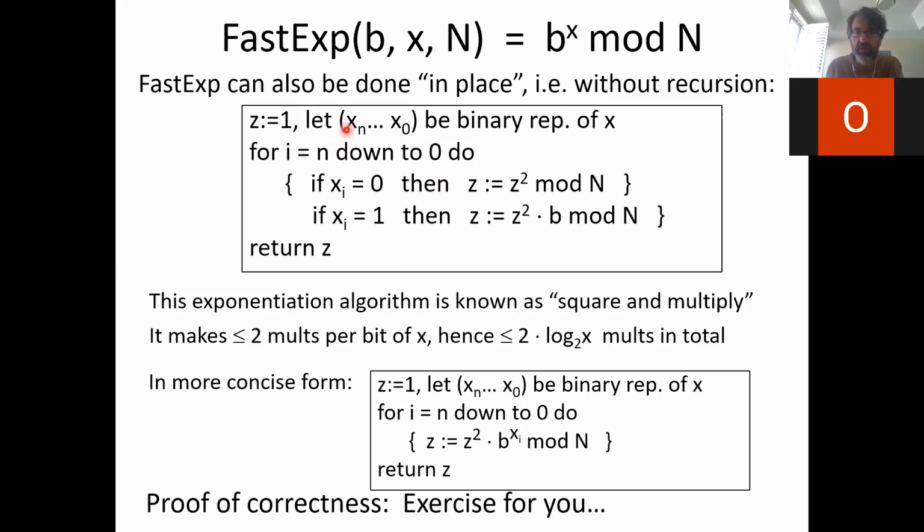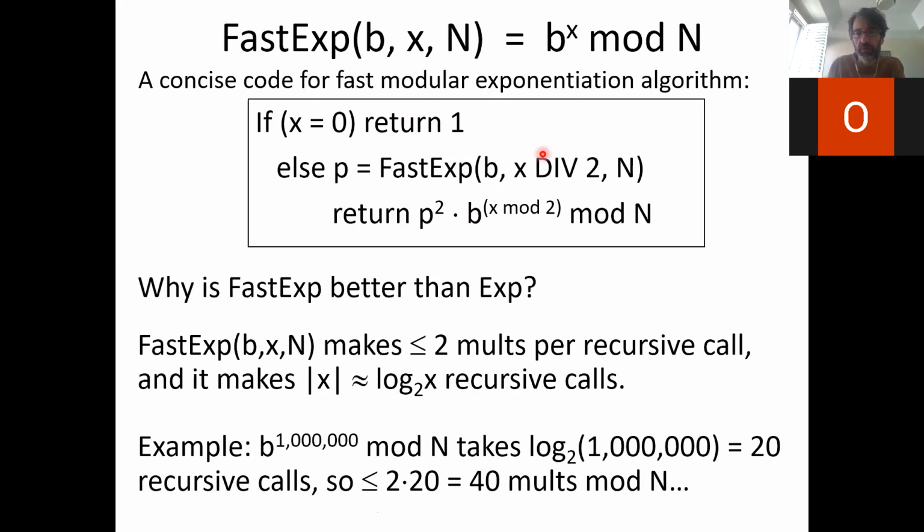So this fast exponentiation, you could code it like this. Let this be the binary representation of x. If you recall, I basically do x div 2, x mod 2, x div 2, x mod 2. This is exactly the binary representation, as I was saying. This algorithm will eventually compute all the bits of x.